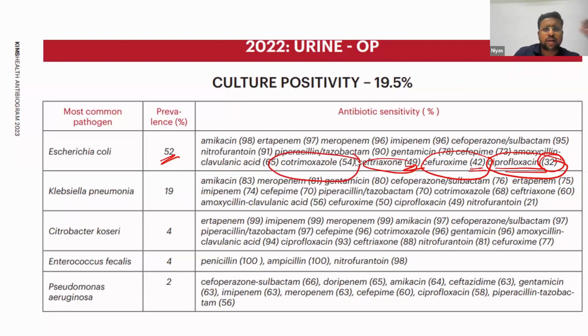Cotrimoxazole is an excellent antibiotic for the treatment of cystitis. Can give it for 3 days. The problem is that only 50% is still susceptible. So what is the option over here as an oral option?